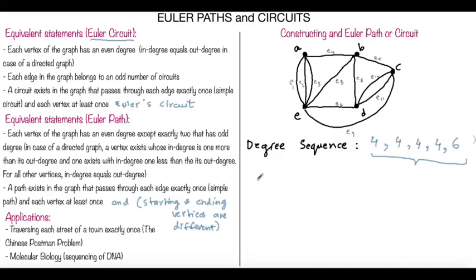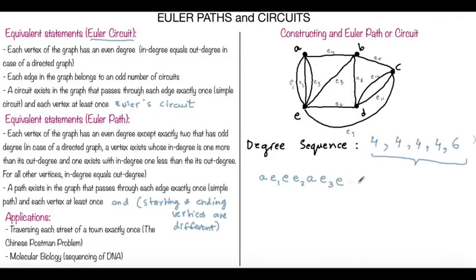So let's start with A. So we have A, then we go through E1 to E, then we go through E2 back to A. Then we go through E3, then we go to E again.